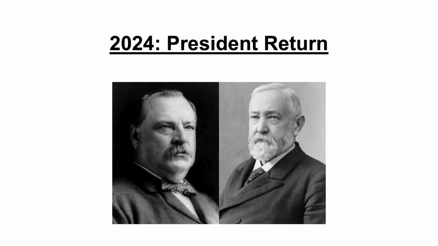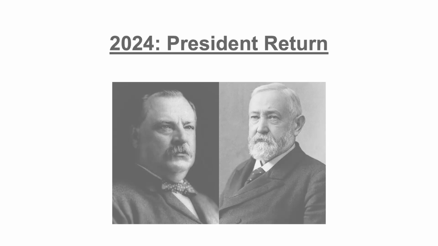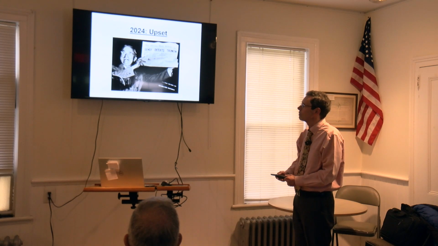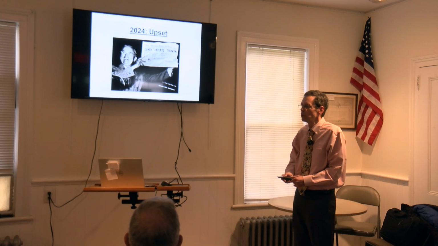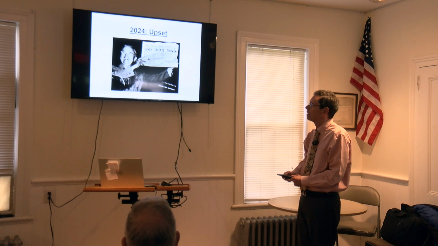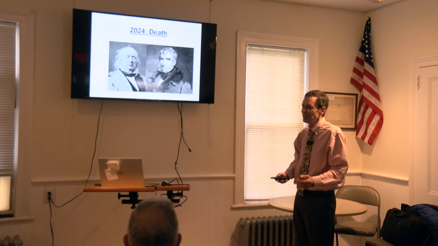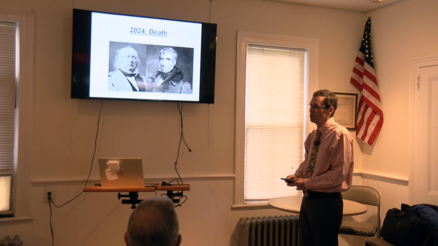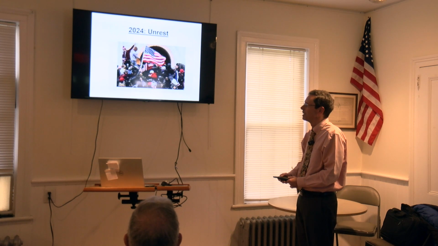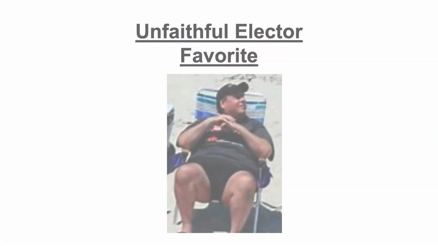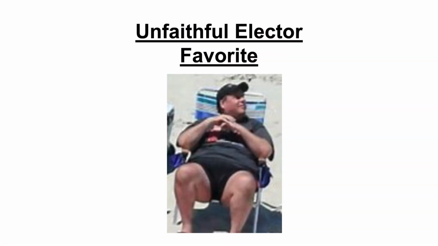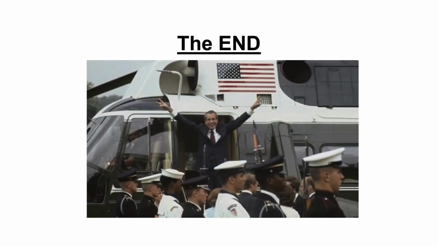Now, is it going to be a presidential return? Is it going to be a rematch where the one president that lost comes back? Is it going to be an upset where we think one thing is going to happen and then once the election happens, it's a complete upset? Is it going to be a situation where, because we're dealing with older candidates, somebody either dies during the campaign or after? It's in the realm of possibility. Can't take the pressure of the campaign. Is it going to be unrest? We don't know. But we know if there are unfaithful electors out there, there's a favorite. And that is the end.